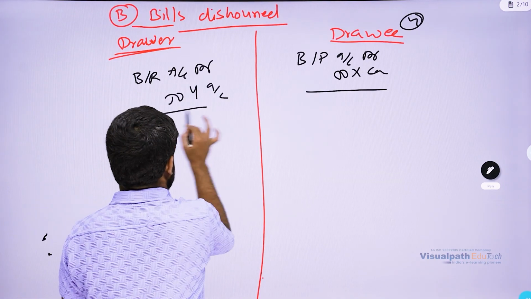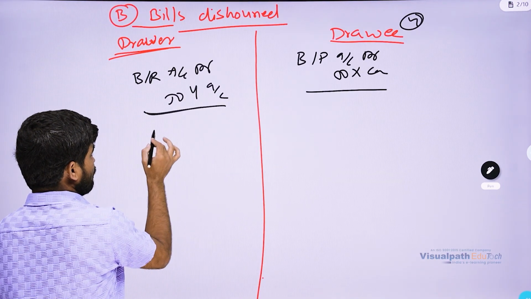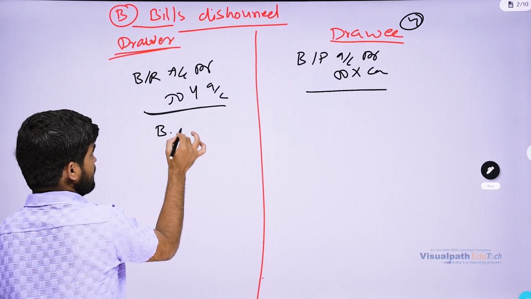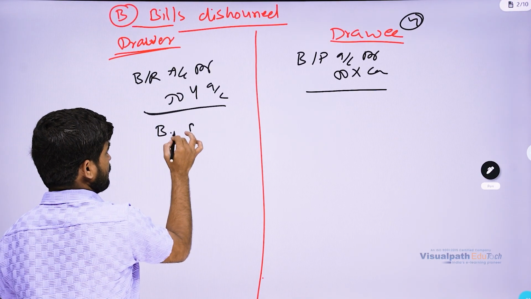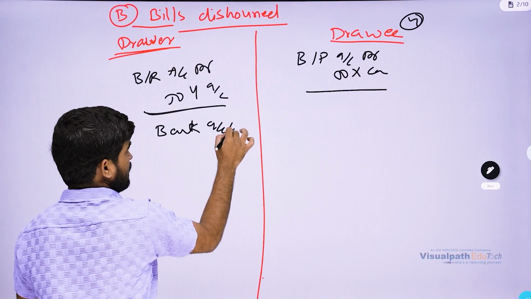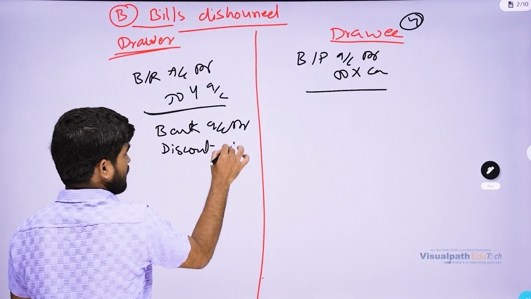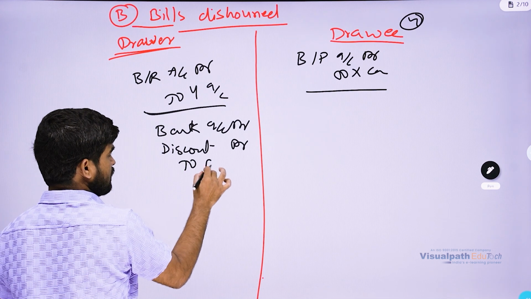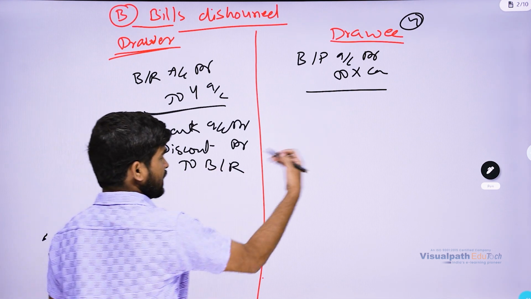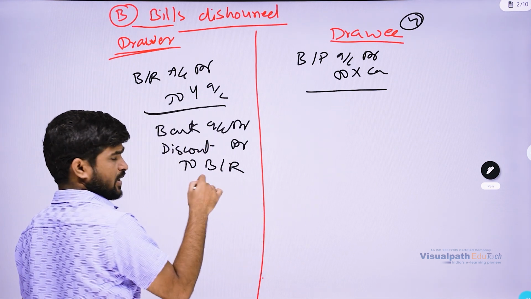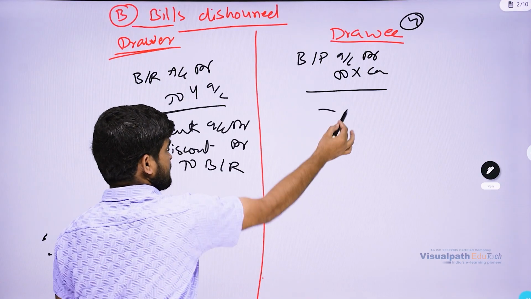For your clarification, I will repeat the entries. When a bill is discounted, debit bank account and discount account, credit bills receivable account. Same entry. And when he sends the bill to the bank for collection, there is no entry for the amount.